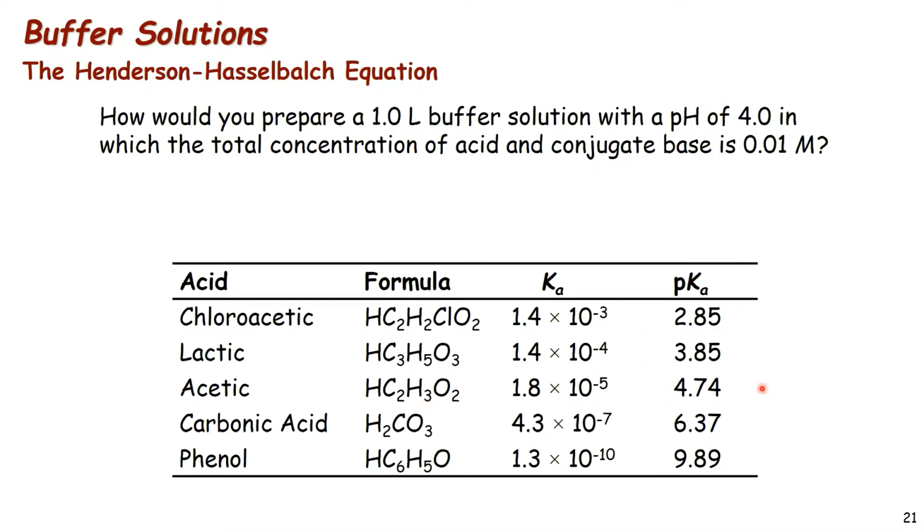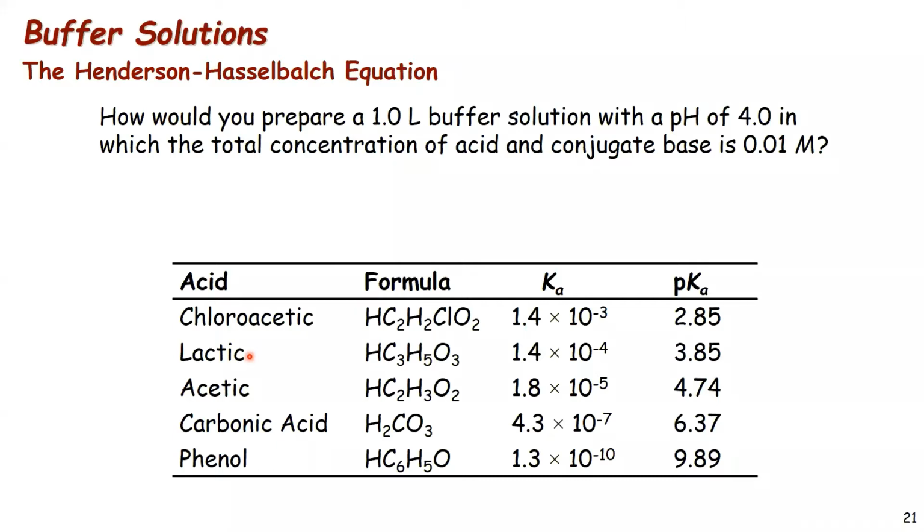Okay? Now, which one would you actually choose? You choose lactic because it has the least difference. Yeah, exactly, right? So the smallest, we want the one closest to 4.0. Now, there might be a reason why you can't use lactic acid. Maybe lactic acid or its conjugate base, the lactate ion, actually reacts with something within the reaction that you're trying to buffer. And for that reason, you might not want to use lactic acid.